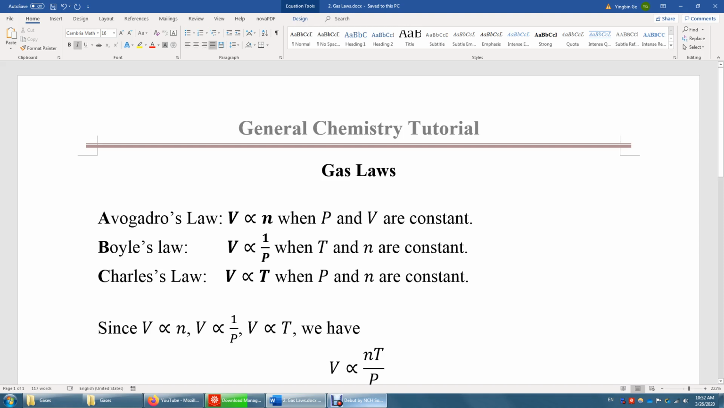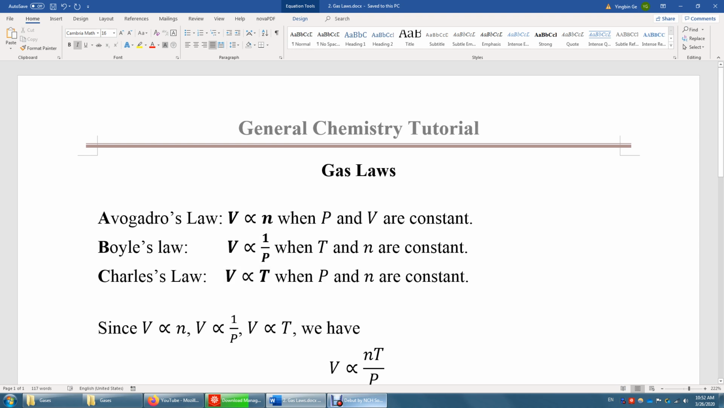In this video, I'll talk about gas laws. Three laws: Avogadro's law, Boyle's law, Charles' law. Avogadro's law tells us volume is proportional to the number of moles for a gas. Boyle's law tells us volume is proportional to 1 over pressure for a gas. Charles' law tells us the volume of a gas is proportional to the temperature.